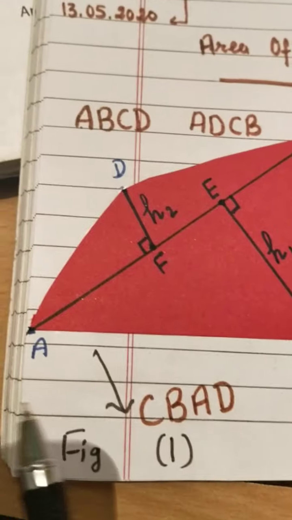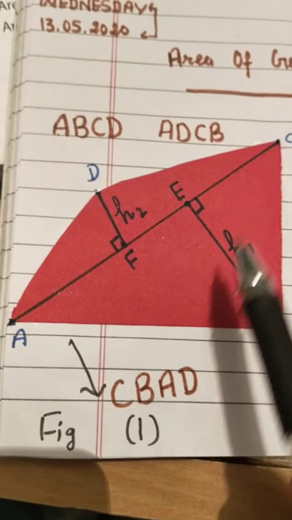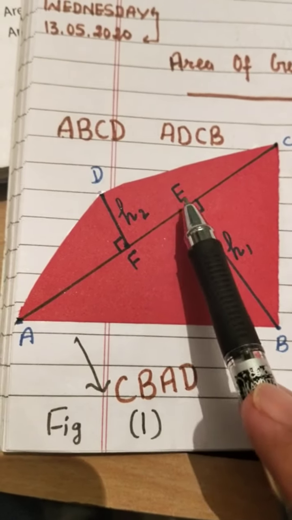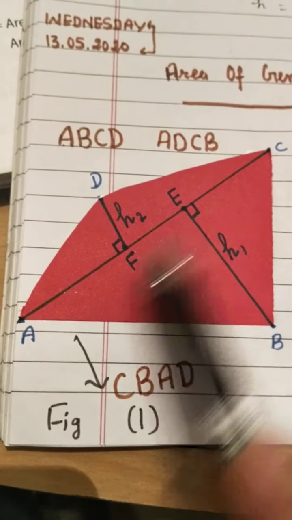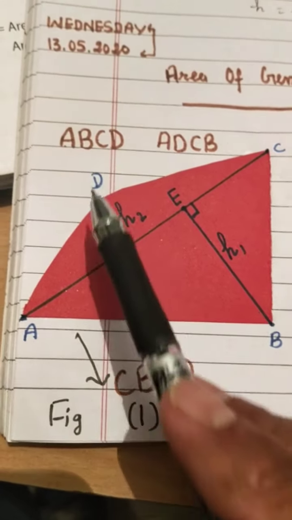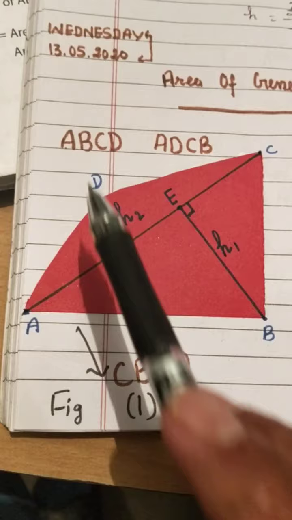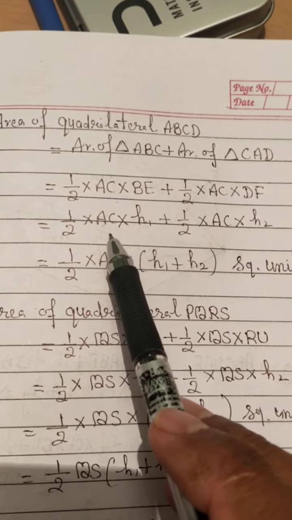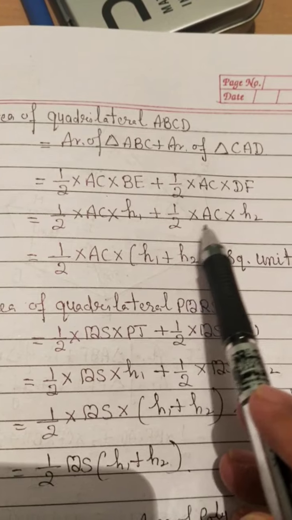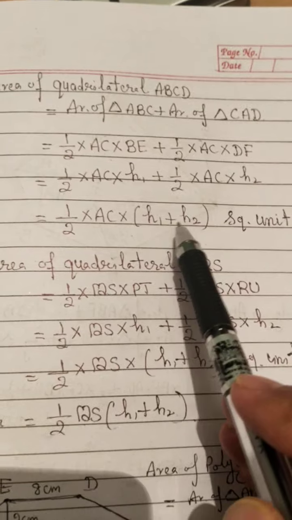What is the area of triangle ABC? Yes, half into base AC into height BE, half into AC into BE, plus area of triangle CAD, half into AC into DF. So here BE is known as H1 and DF is known as H2. So look here, half into AC into H1 plus half into AC into H2. So what is common here? Half into AC into (H1 plus H2) square unit.